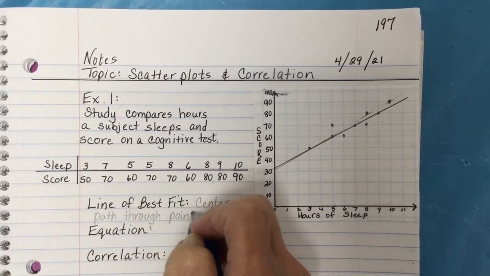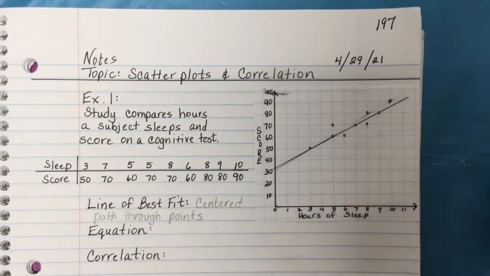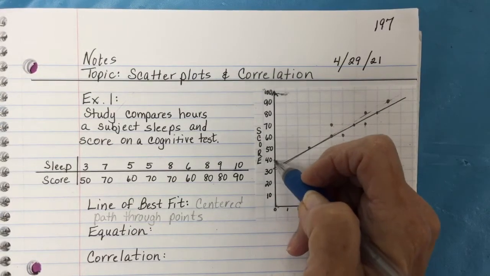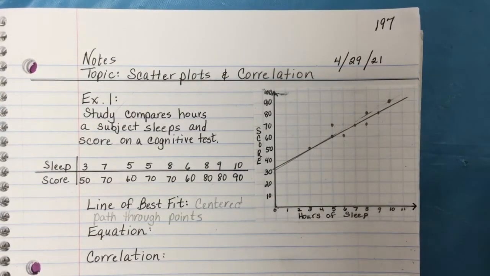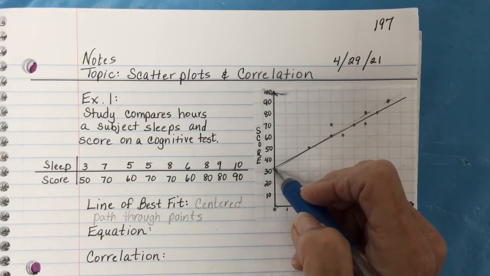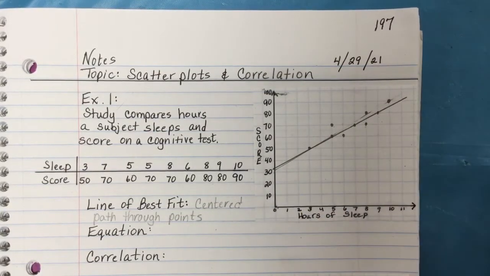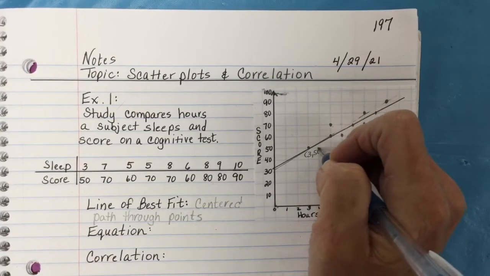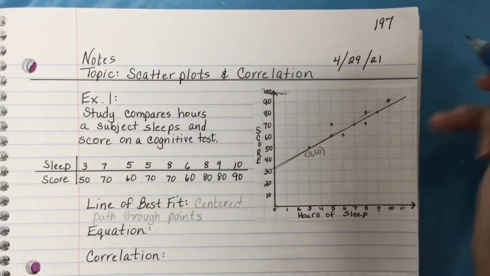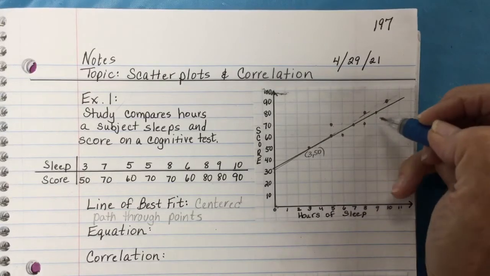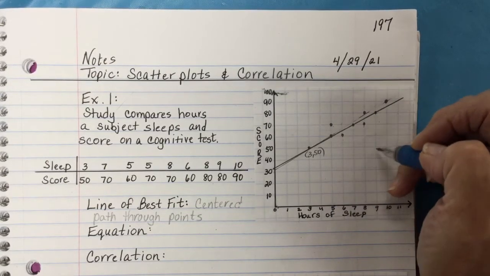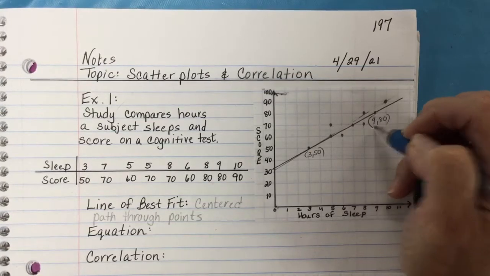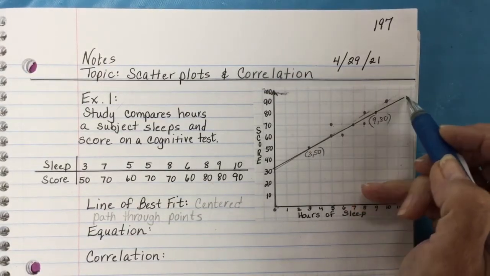Now, since it's a line, we're going to write the equation. So the y-intercept appears to be somewhere above 30, and we can get that more precisely by using 2 of the points that are on the line. So this one is at (3, 50), and it's good to spread out. Don't do 2 that are really close together. This one's at (9, 80). So this is either end of the line.